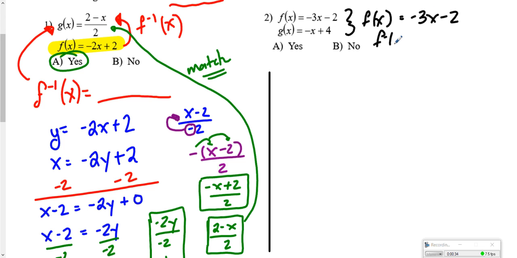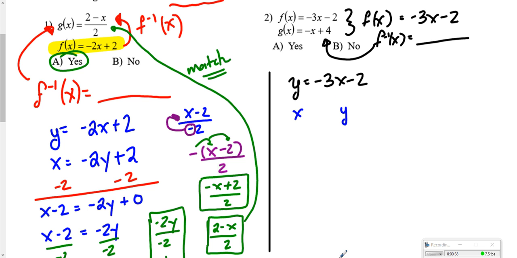So what we want to find is the inverse of f of x and see if that's going to be the g of x function. So our first step here is we'll write it as y equals negative 3x minus 2. Remember, now we're going to change our y to x and our x to y to calculate out the inverse. We'll add 2 to the other side. And then we have x plus 2 equals negative 3y.